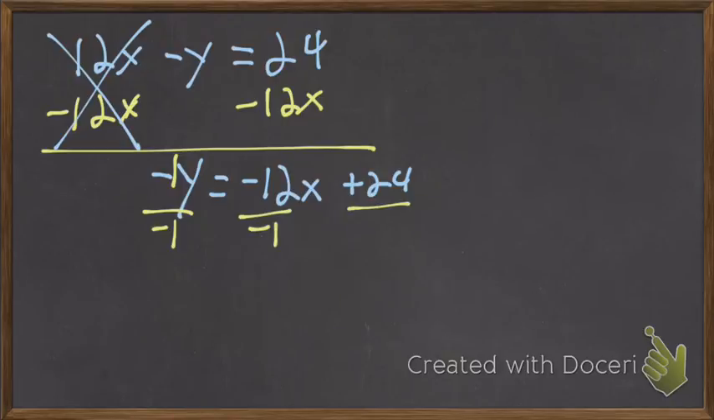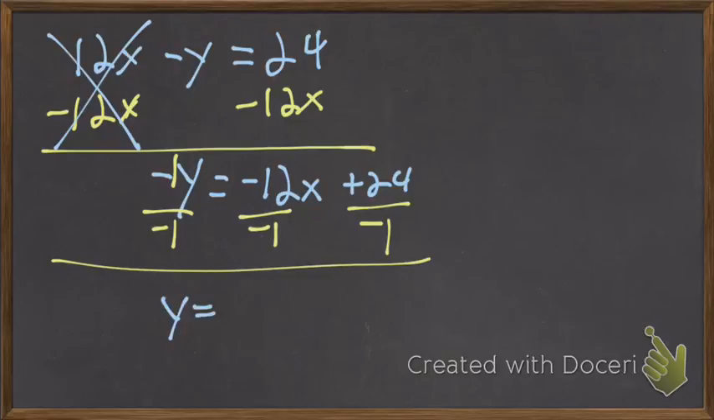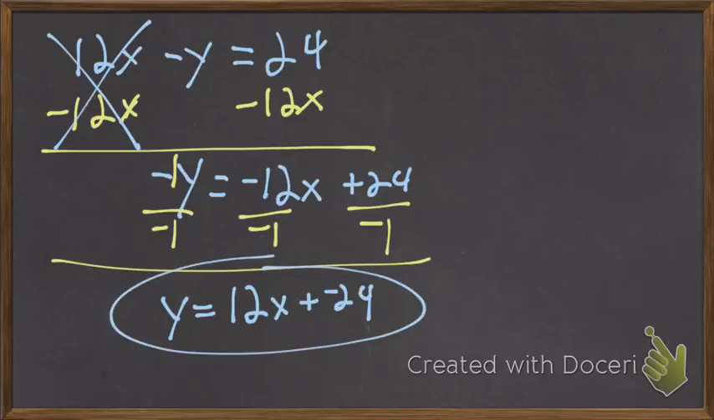What that's going to end up doing, and you could use your calculator and it'll show you, is just changing the sign on everything. This becomes a positive y. This becomes a positive 12x, and that becomes a negative 24, and we're done. You're going to see that it's over and over. It's subtract, or move the x over, and then divide if you need to.